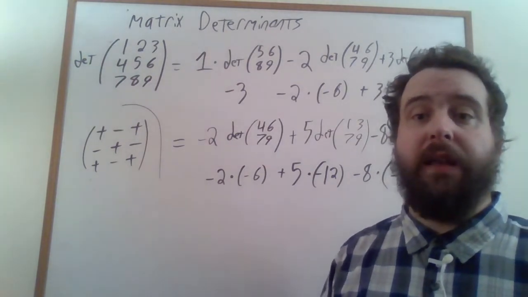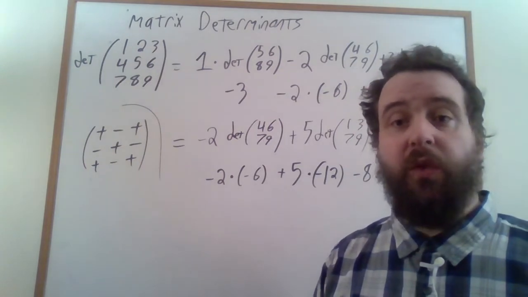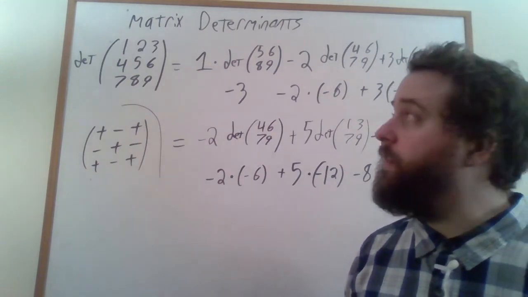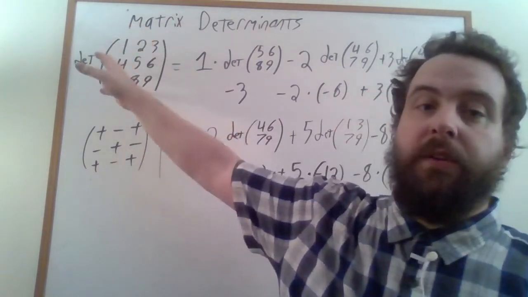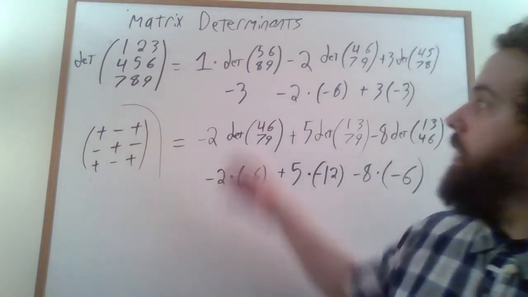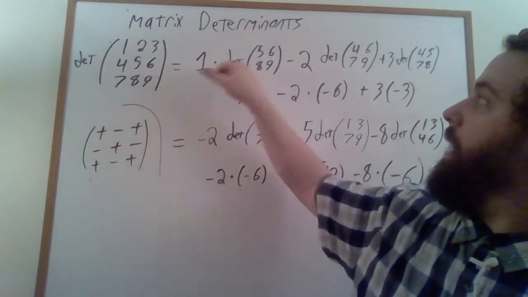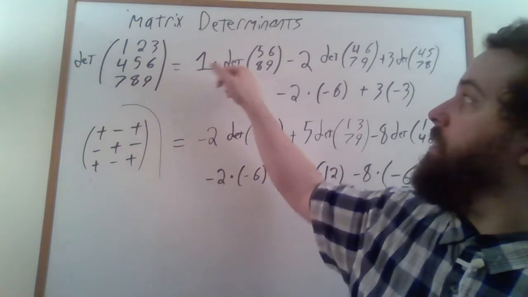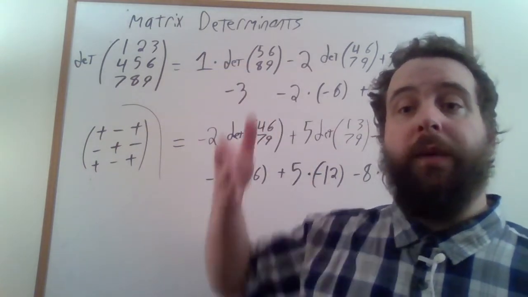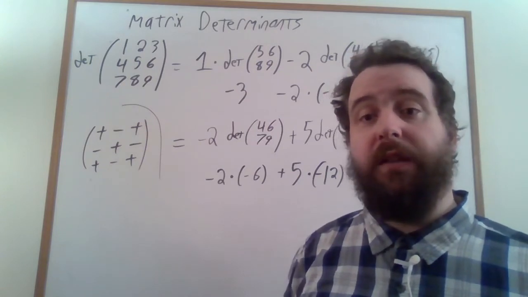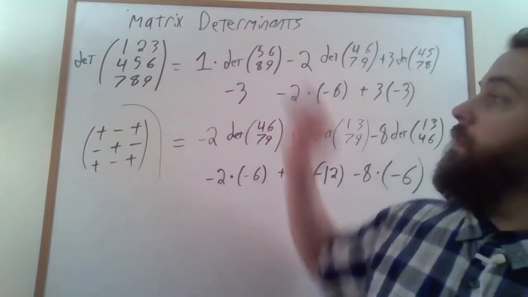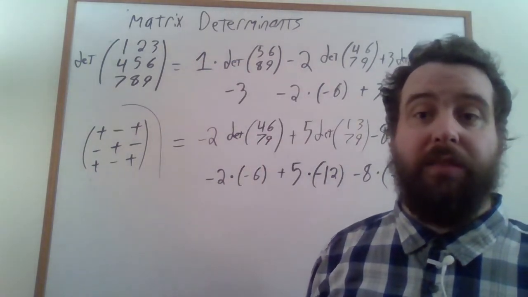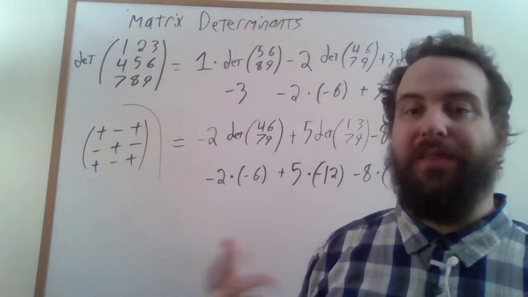And it's clear how we can extend this procedure into arbitrary higher dimensions. We simply get a higher dimensional grid of pluses and minuses. We pick a particular row and a particular column, and then we expand along that row or column, picking out the entries along that row or column, multiplying by the appropriate sign, and then taking the determinant of the matrix that's left over when we get rid of the row and the column corresponding to that particular entry. In 4 dimensions, it's going to be a 3 by 3 matrix, and so we're taking the determinant of a 3 by 3 matrix.